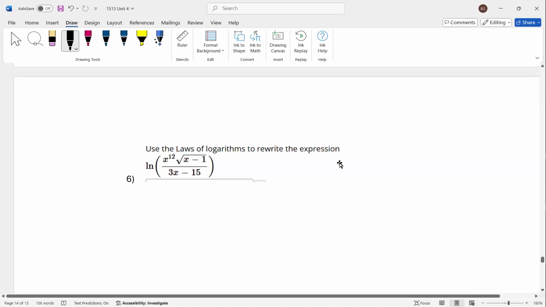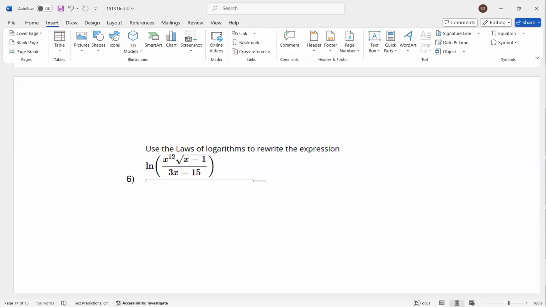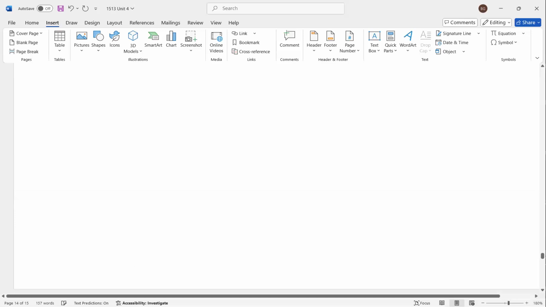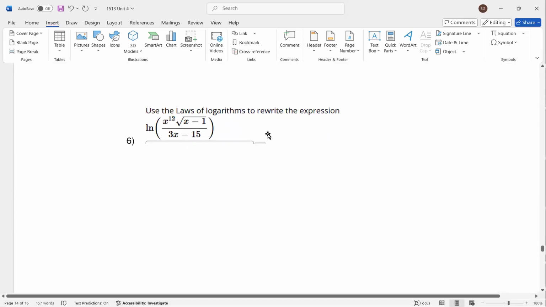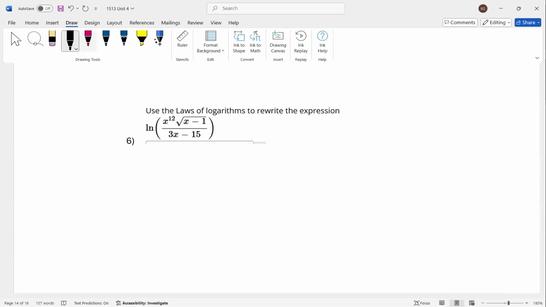Same thing. I'm going to have more room for that solution. Use the laws of logarithms to rewrite the expression. Okay, this is to expand as well. Expanding. Ln means log with base e, so it's the natural logarithm function.